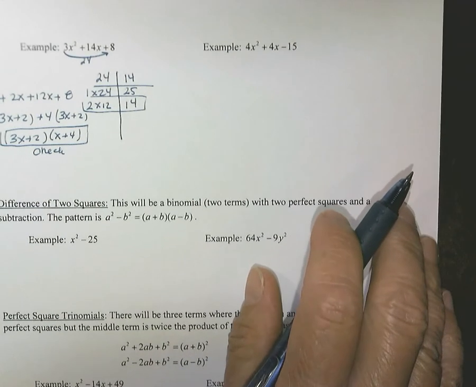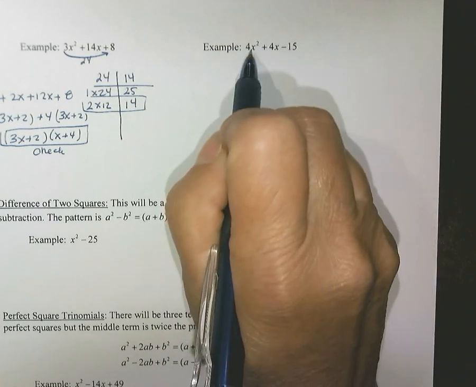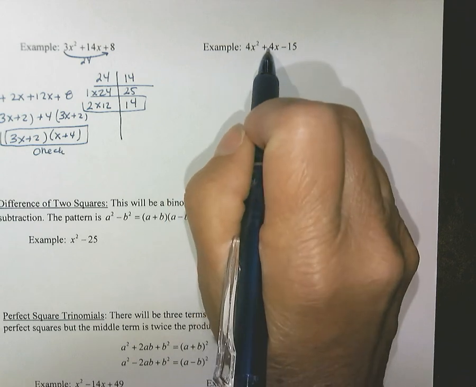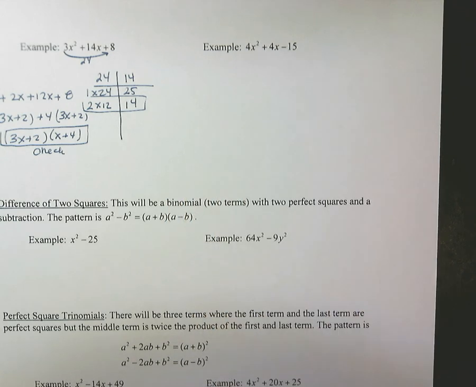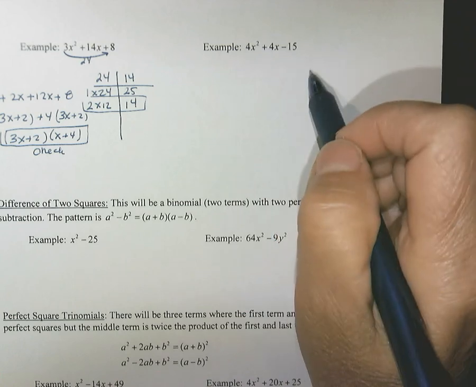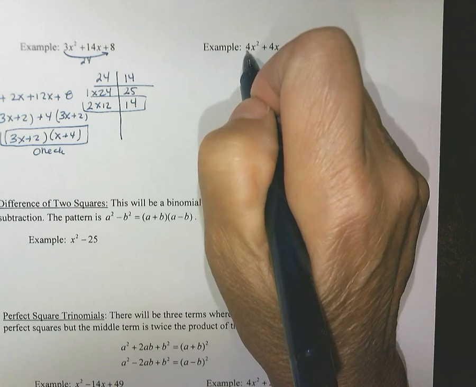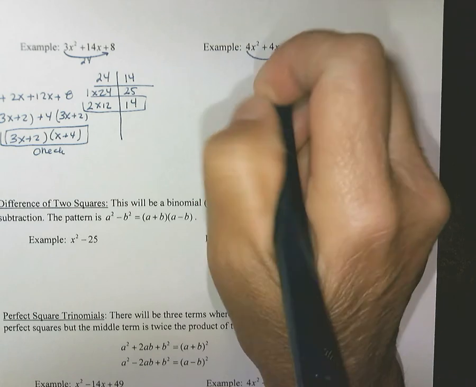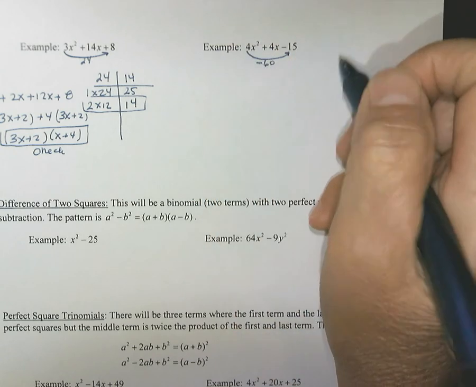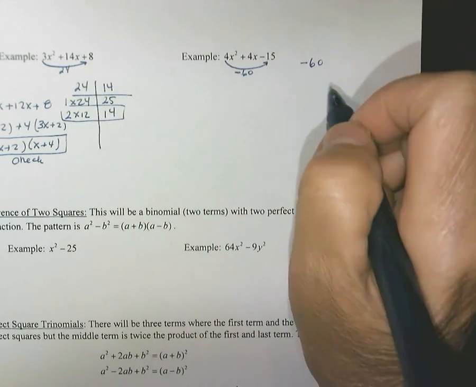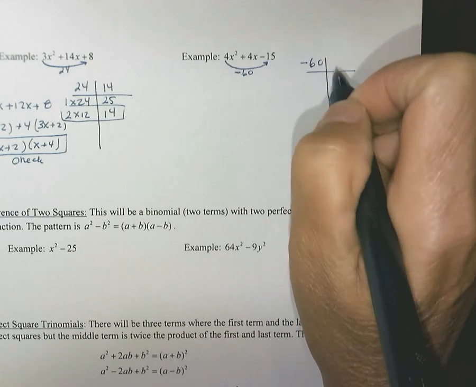And the last trinomial that I'll do, I have a 4 as a leading coefficient. So I have a is equal to 4, but I have a positive and a negative. So I know one of my factors is going to be positive, one is going to be negative. So I'm first going to multiply here, and I get negative 60. So I want two terms that multiply to get negative 60 that add up to 4.